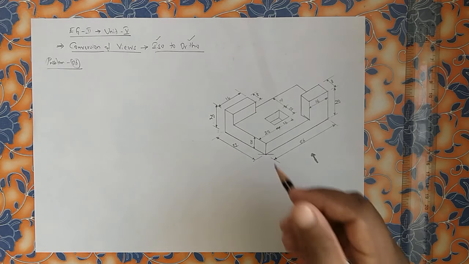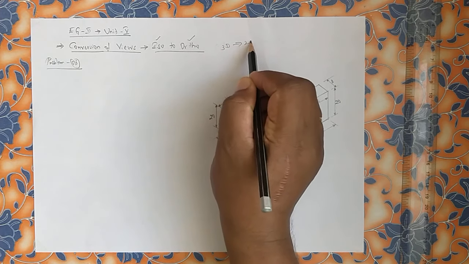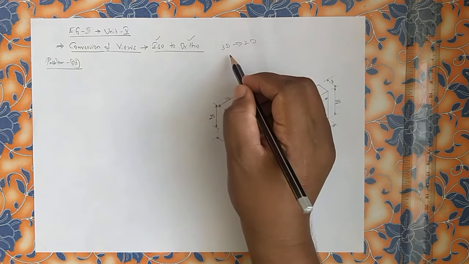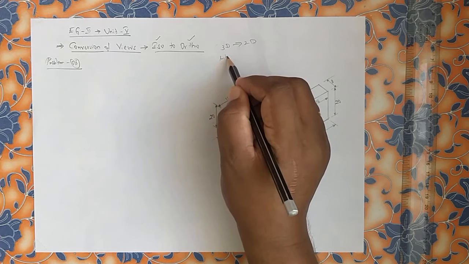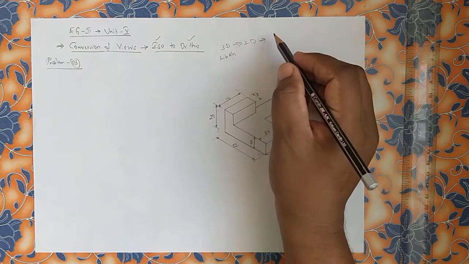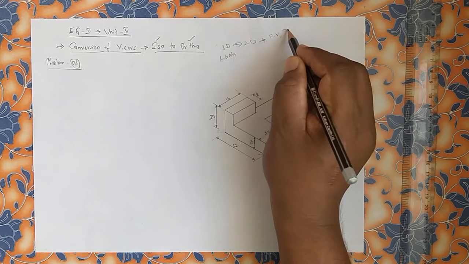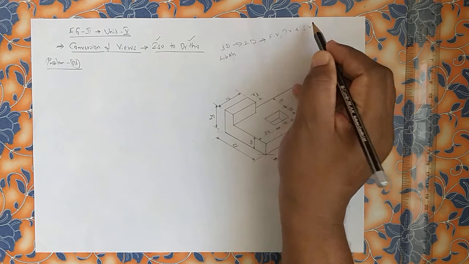This is another mode of presentation. ISO to ortho, actually you know this, 3-dimensional to 2-dimensional. Now 3-dimensional is nothing but we have length, breadth and height parameters. Now there are 2-dimensional. We are converting into views. All you know that front view, top view and side view.